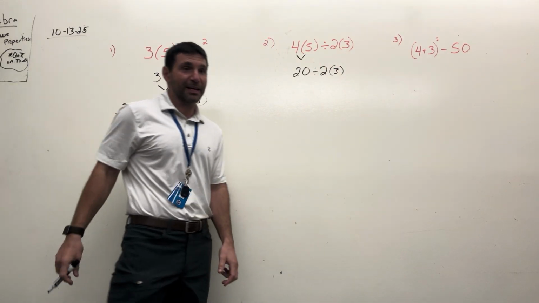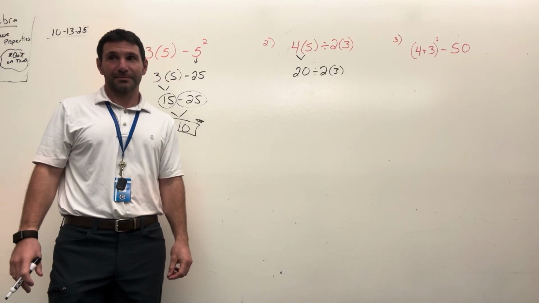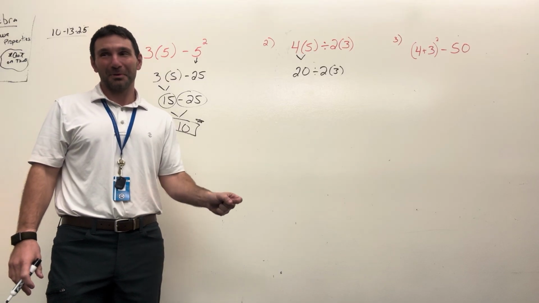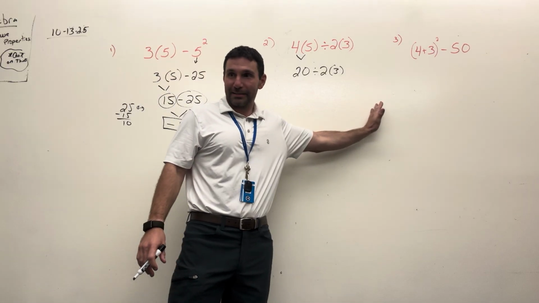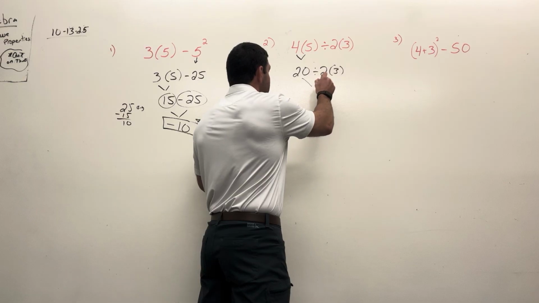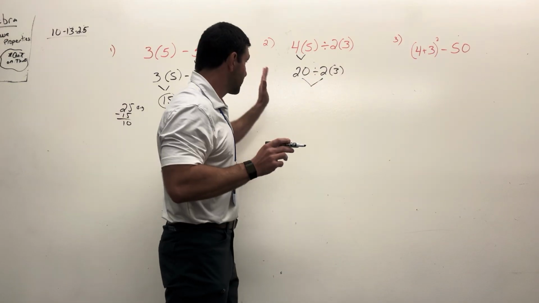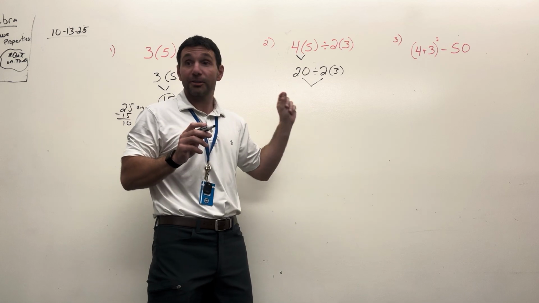Okay, this is where you made your mistake. I can almost guarantee it. Who did 2 times 3 first? Let's multiply and divide from left to right. I did. So now we read 4 times 5, and then I did 2 times 3. Right, which is wrong. You have to move from left to right. What does it say? 20 divided by 2.